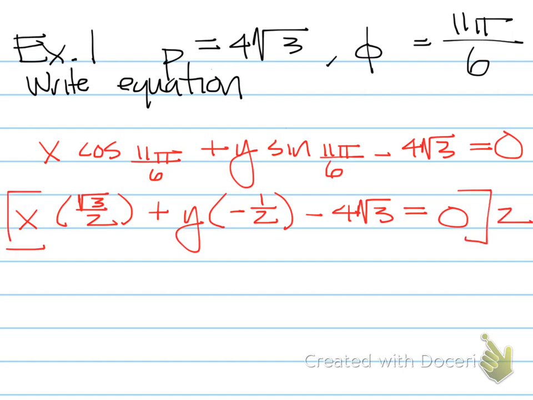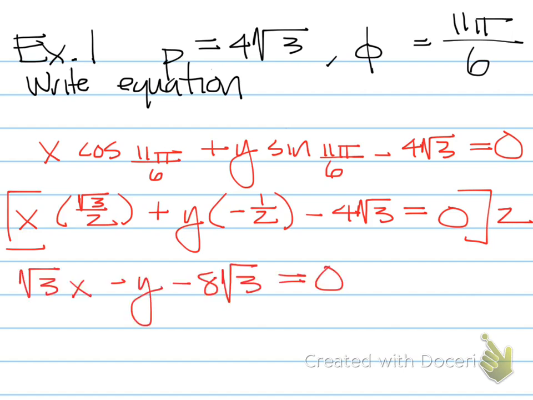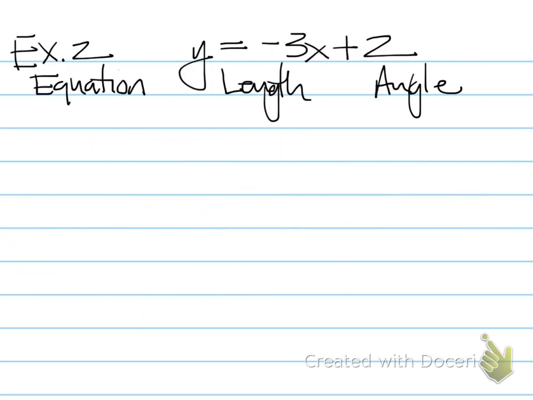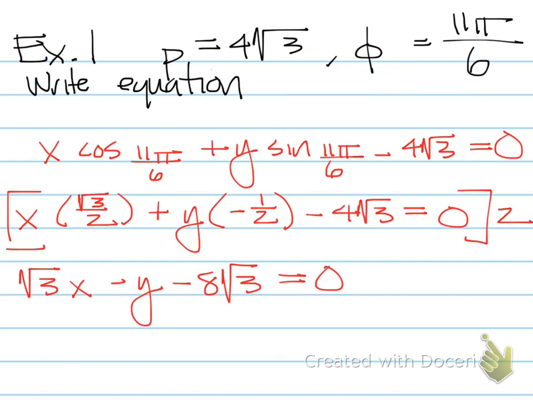Now we're going to multiply the whole thing by 2. When we multiply the whole thing by 2, to clear those denominators, we will end up with root 3x minus y minus 2 times 4 root 3 is 8 root 3, and then 2 times 0 is just 0. Alright, so that is our equation in normal form.